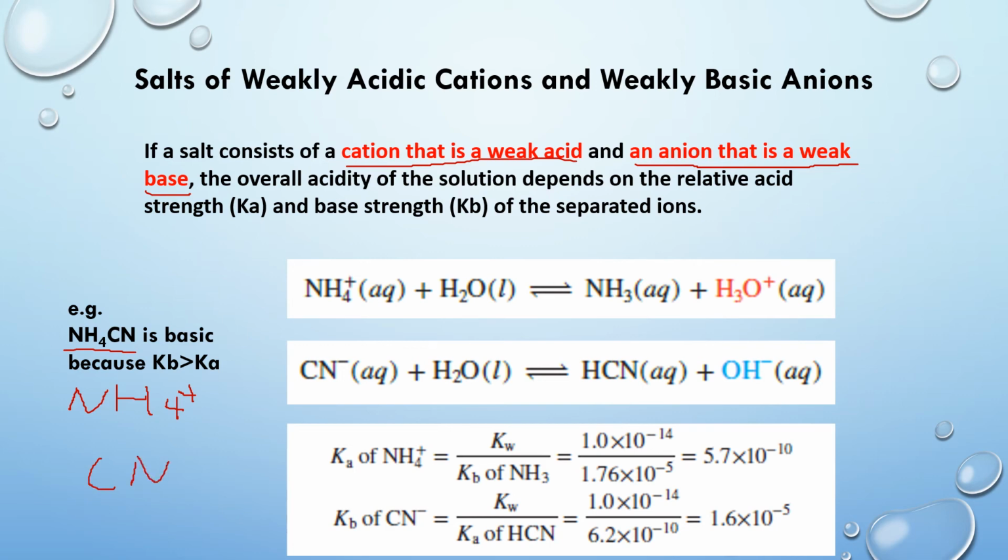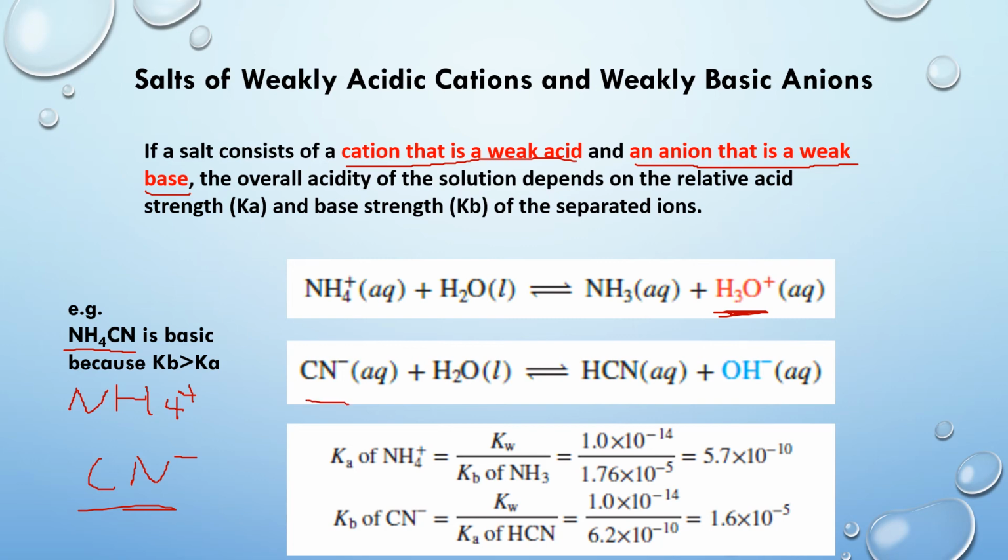Ammonium we talked about earlier. It is the conjugate acid of ammonia, so it is a weak acid. So this positively charged cation is a weak acid, and when it reacts with water, it will generate a proton. And cyanide is an anion and it is a weak base, because it's the conjugate base of cyanic acid.